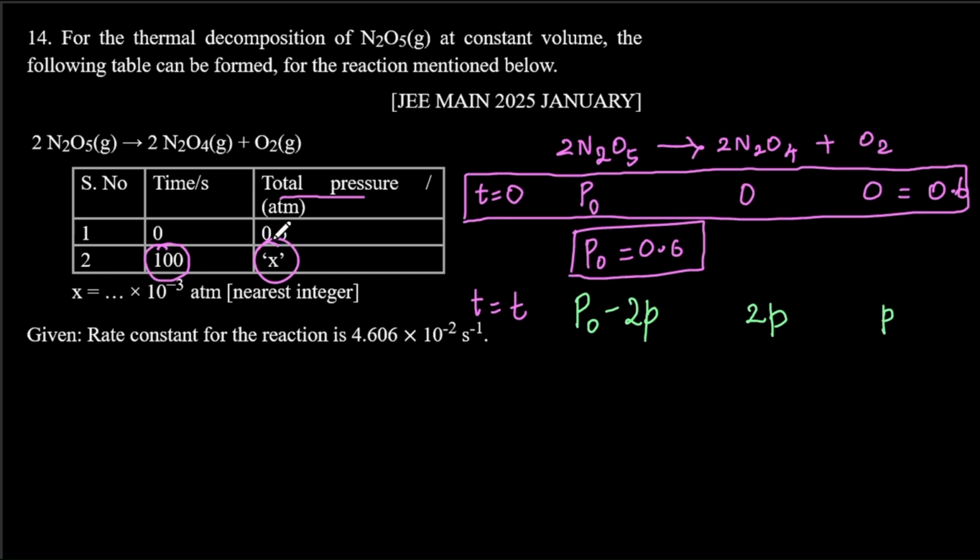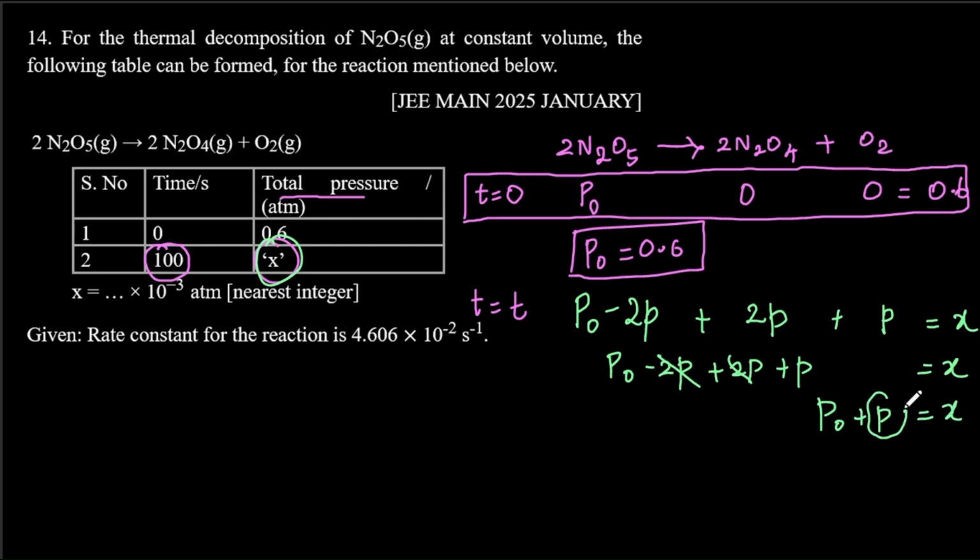Now the total pressure is x, so let us just keep this as x. How will you find the total pressure? You have to add all these terms. P naught minus 2p and plus 2p will get cancelled. I will write the equation first: P naught minus 2p plus 2p plus p equal to x, which is given in the question. The 2p will get cancelled, so P naught plus p equal to x.